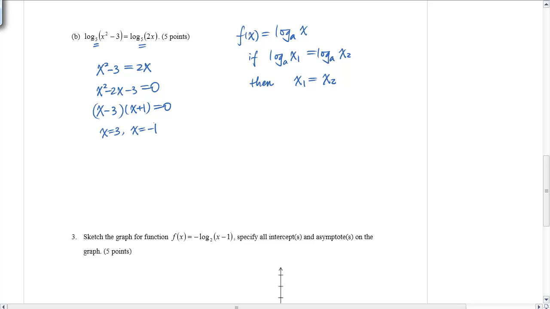It looks right, however, because of the domain requirement, whatever is inside the logarithm has to be bigger than 0. Because of this, we realize that x equals negative 1 does not satisfy the domain requirement of the logarithmic function, because if x equals negative 1, then this term equals log base 5 of negative 2, which is invalid. Therefore, this has to be eliminated. Therefore, the solution can only be x equals 3.